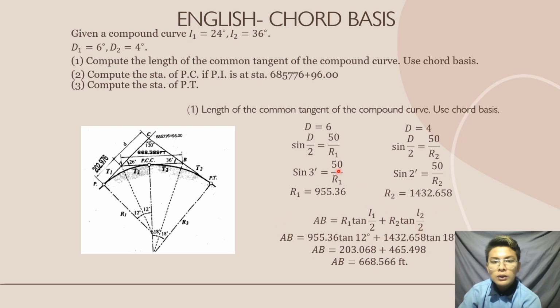Using the formula to get the length of the common tangent, AB is equal to R1 tangent I1 divided by 2 plus R2 tangent I2 divided by 2. So substituting the given values, we will get AB is equal to 668.566 feet.